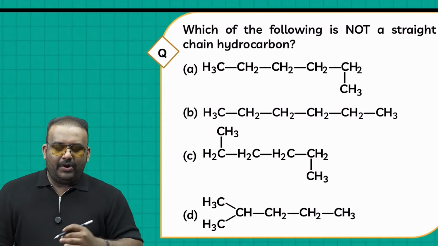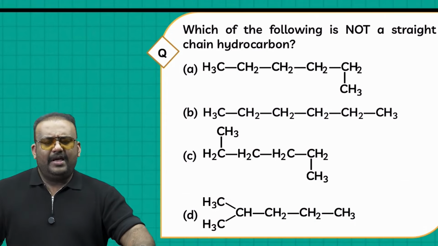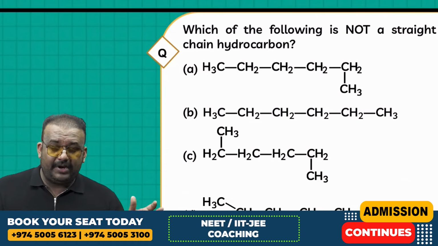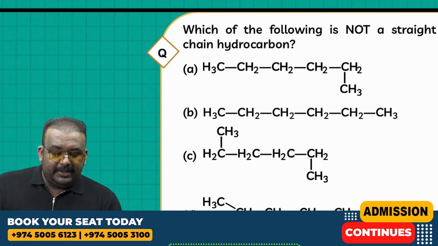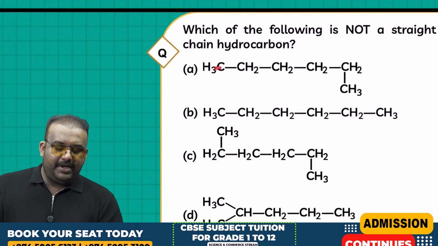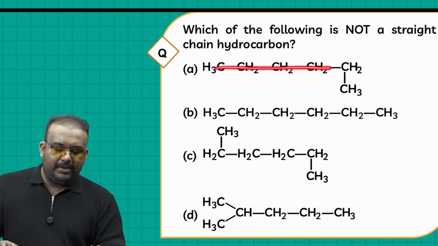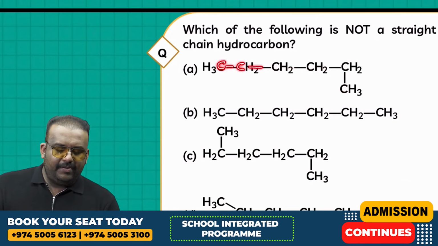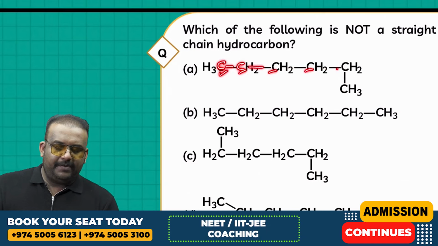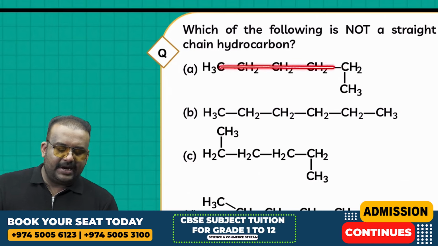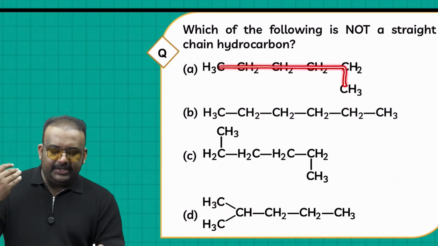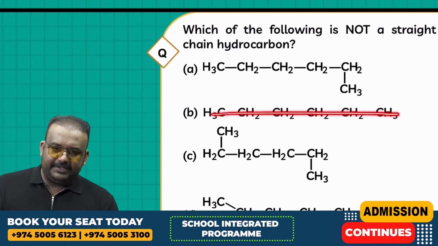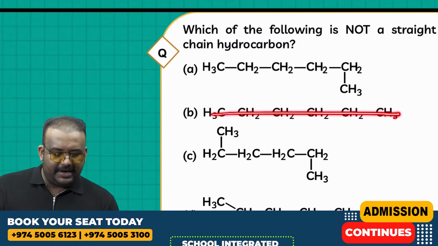Which of the following is not a straight chain hydrocarbon? A very fundamental question, but I would say this is very important as well. Here you can see in this compound, this is a straight chain hydrocarbon, because here we are getting how many carbons? 1, 2, 3, 4, 5, 6. 6 carbons are connected at a stretch. So this is a straight chain hydrocarbon. Now in this compound also we have a straight chain of carbon atoms, 6 of them connected.